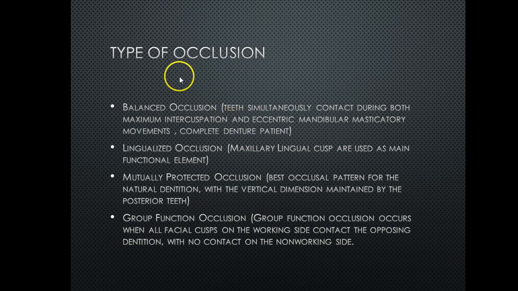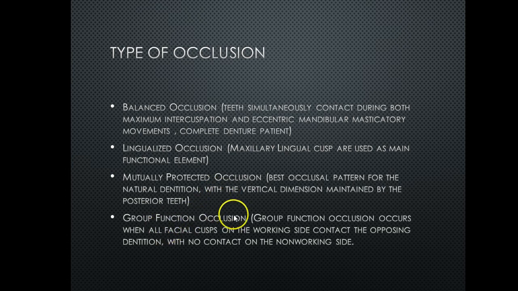Just to review the types of occlusion, you need to have a good understanding. Balanced occlusion is where teeth simultaneously contact during both maximum intercuspation and eccentric mandibular masticatory movement. Usually it's recommended for a complete denture patient. Lingualized occlusion, have an idea what it's about. Understand the mutually protected occlusion, canine guided, which is usually regarded as one of the better ones for natural dentition, and it helps disclude the posterior and the anterior teeth so they're not being overloaded.